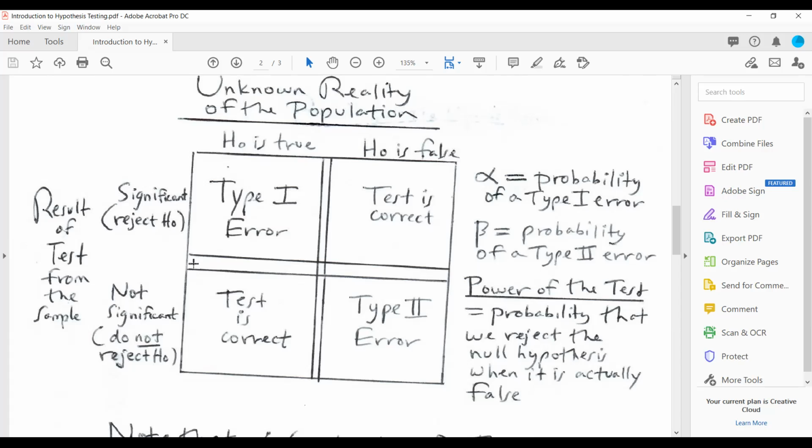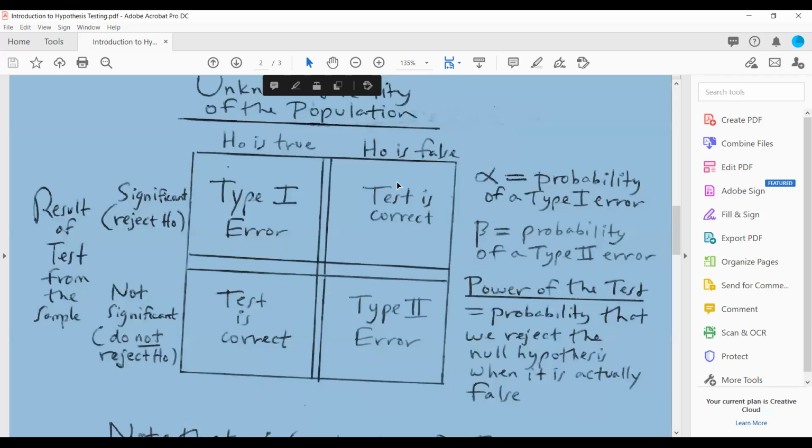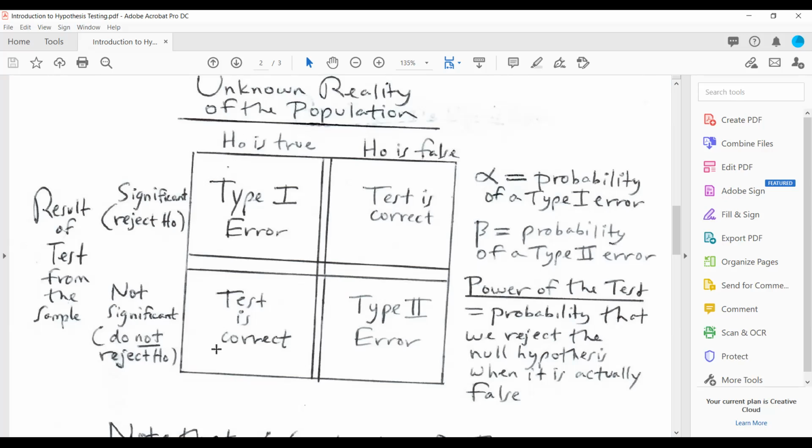Now, suppose that there was not enough evidence to reject the null. Okay. And suppose the null hypothesis is true. So that's this box here, the intersection of this column, that the null hypothesis is true, and that we don't reject it. So if we don't reject the null hypothesis, and it's actually true, that's also a correct decision.